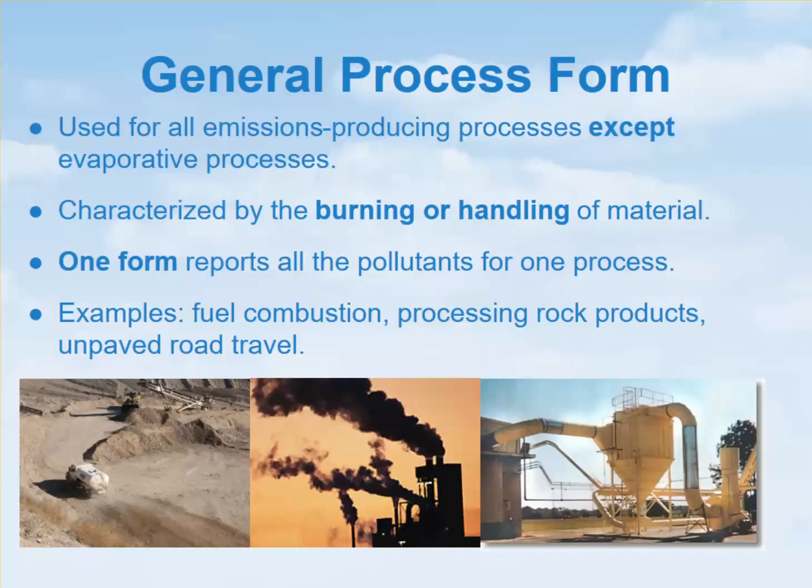The General Process Form is used for all emission-producing processes characterized by the burning or handling of material except evaporative processes. One form reports all of the pollutants for one process. For example, several pollutants are produced during fuel combustion, while only PM10 and PM2.5 are produced when processing rock products or travel on unpaved roads.